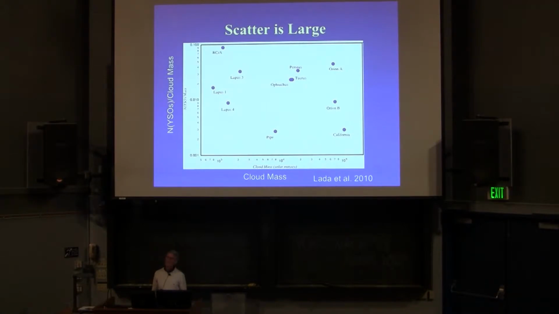Okay, the other problem you notice is that the scatter is very large. So Charlie Lada plotted the number of YSOs, which is, again, a kind of tracer of the star formation rate because we only trace them over 2 million years, divided by the cloud mass versus the cloud mass. And he gets this enormous spread. And in particular, he points to the fact that Orion and the California Nebula are rather similar in mass, but they have vastly different star formation rates.